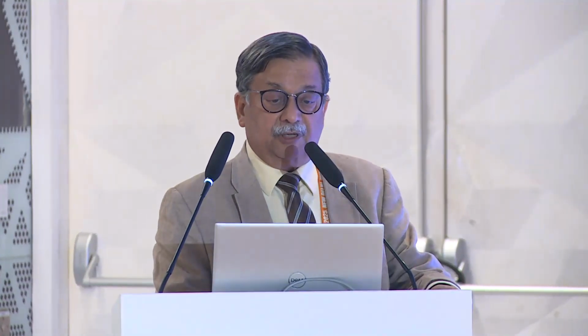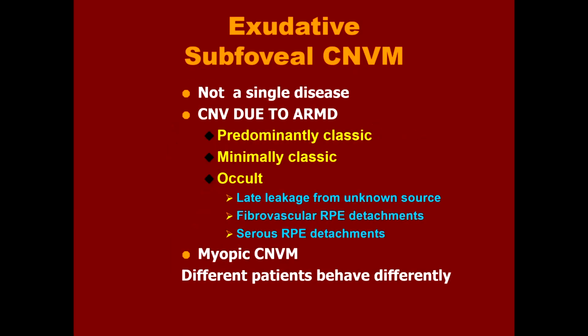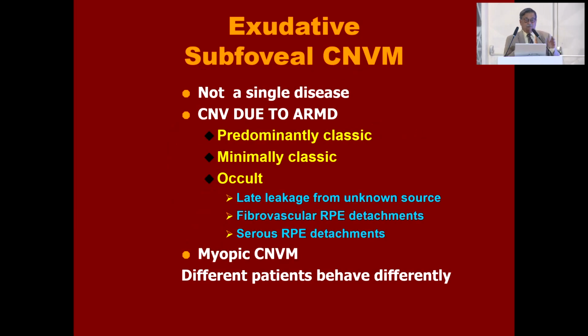We now come to subfoveal CNVMs, including age-related macular degeneration causing CNVM. This is my disclaimer and financial disclosure. See, exudative subfoveal CNVMs are not a single disease, not even in AMD. Even in AMD, you have the predominantly classic, the minimally classic, and the occult. The occult itself has 3 different varieties: the late leakage from an unknown source, fibrovascular RPE detachments, and serous RPE detachments. In addition to that, you have myopic CNVMs and inflammatory CNVMs, which can behave differently.